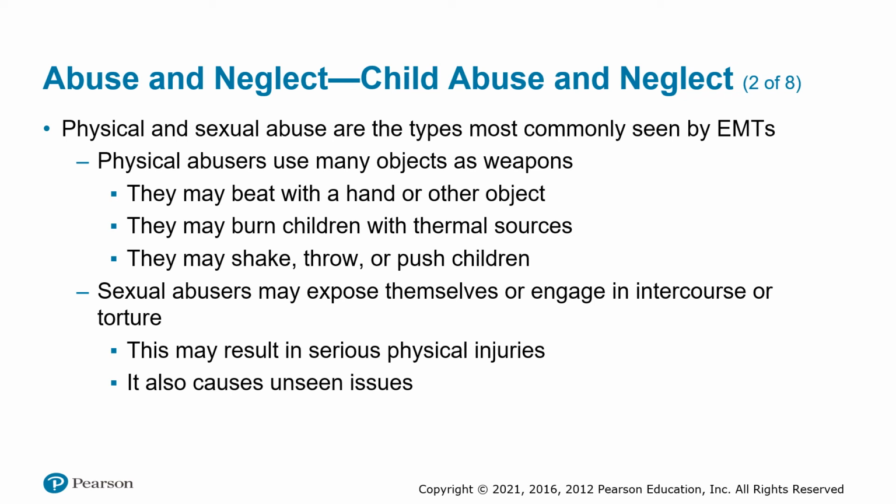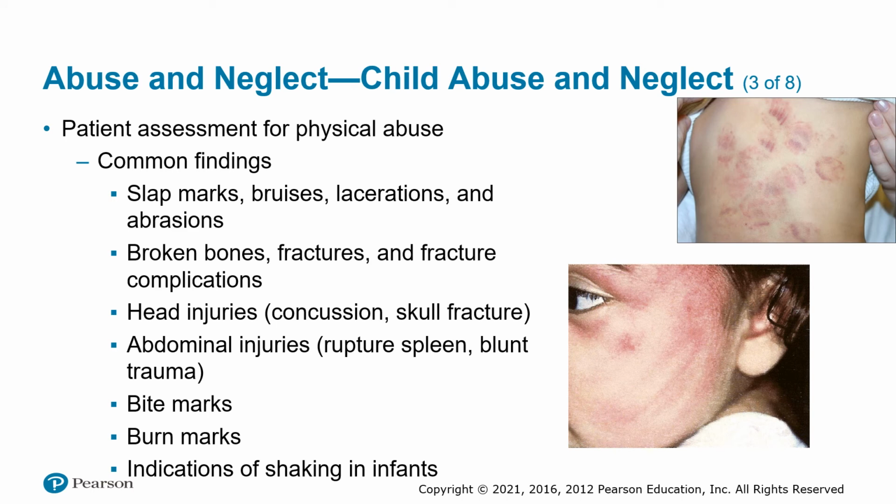Physical and sexual abuse are the types most commonly seen. Physical abusers use many objects as weapons. They may beat with a hand or other object. They may burn the child with thermal sources. They may shake, throw, or push the child. And sexual abusers may expose themselves or engage in intercourse or torture. It can result in serious physical injuries, and it can also cause unseen injuries.